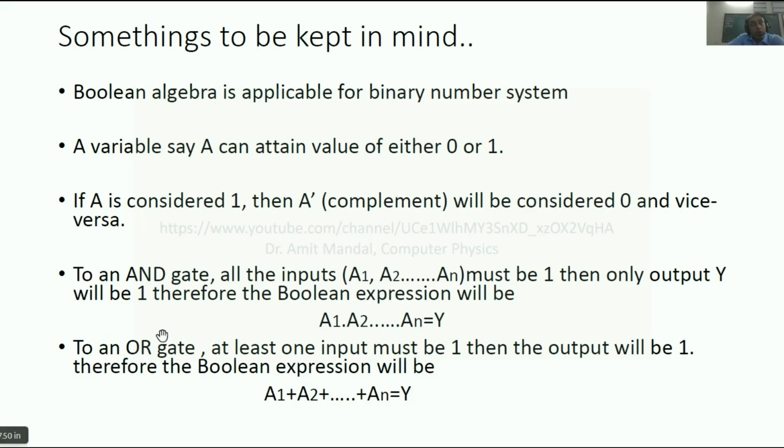Similarly, for an OR gate, at least one input must be 1. Means if there are inputs A1, A2, A3, A4 like these, then at least one of the input variables must be 1. Then only the output Y will be 1. Okay, so the OR gate expression can be written as A1 plus A2 up to plus AN equals Y, because in case any one variable attains 1, then irrespective of whether other variables are 1 or not, it will make the output 1. Okay.